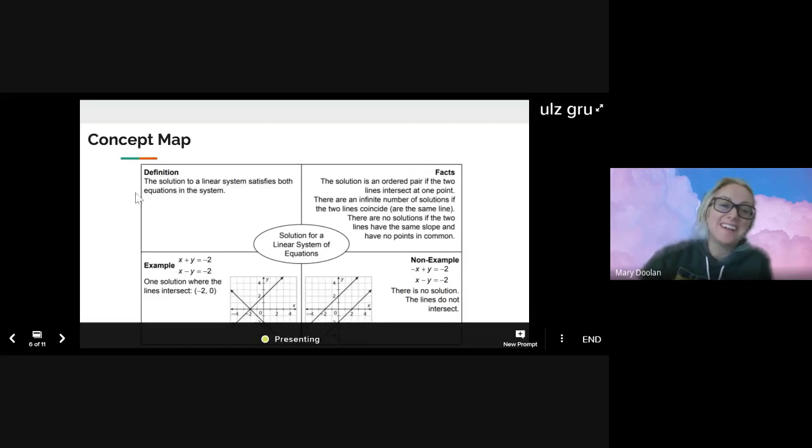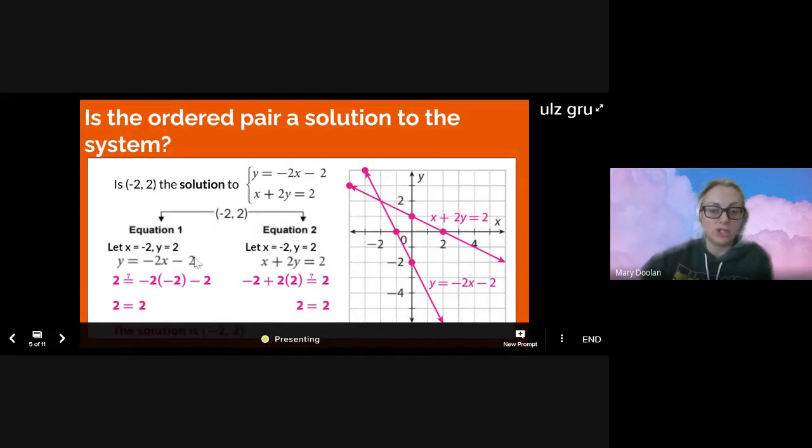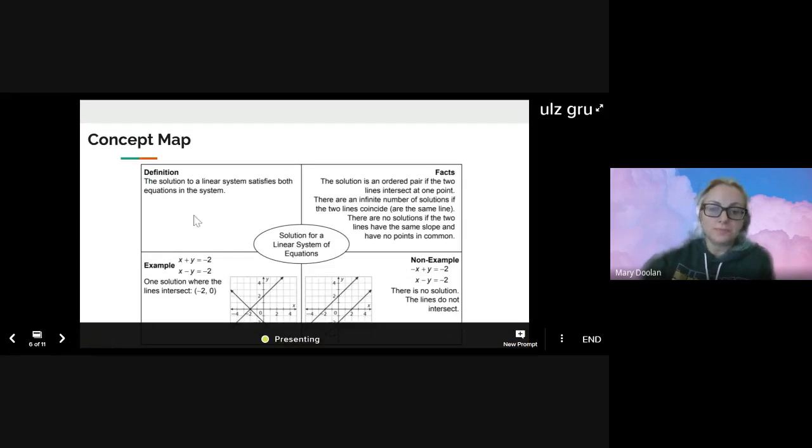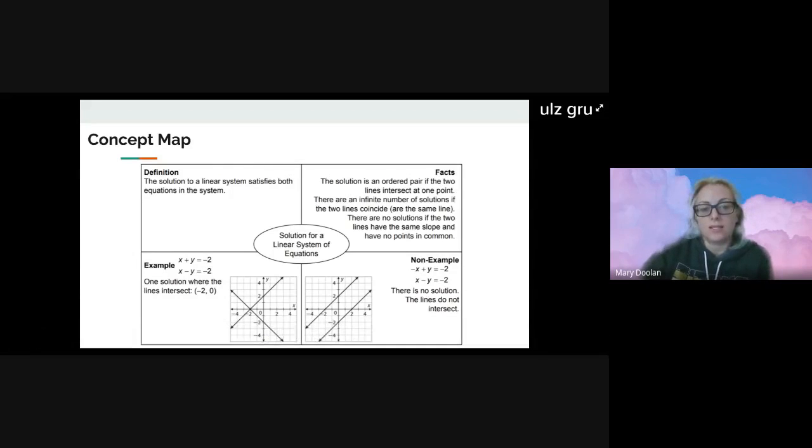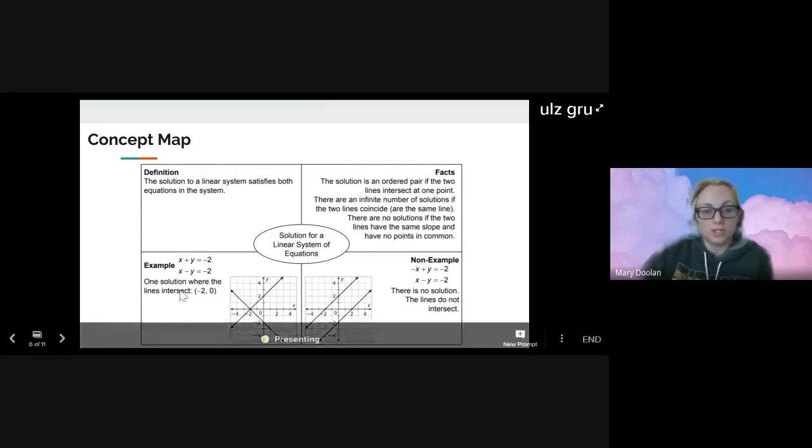The solution to a linear system satisfies both equations in the system. And that's what we were doing on this last slide here. We're showing this algebraic work here in pink, where we're working it out. This is showing it satisfies both equations in the system. And then an example of that is, here's a system of linear equations. There are two equations, both with x and y. And the picture shows that they intersect in one point, and that point is (-2, 0). So that's an example of a system with one solution.